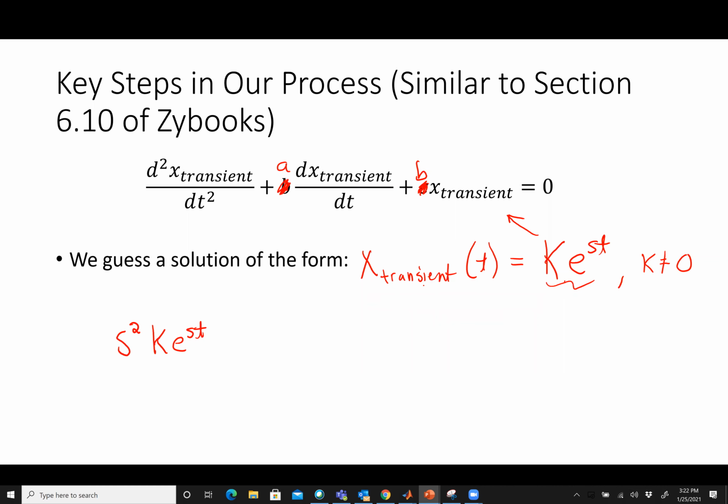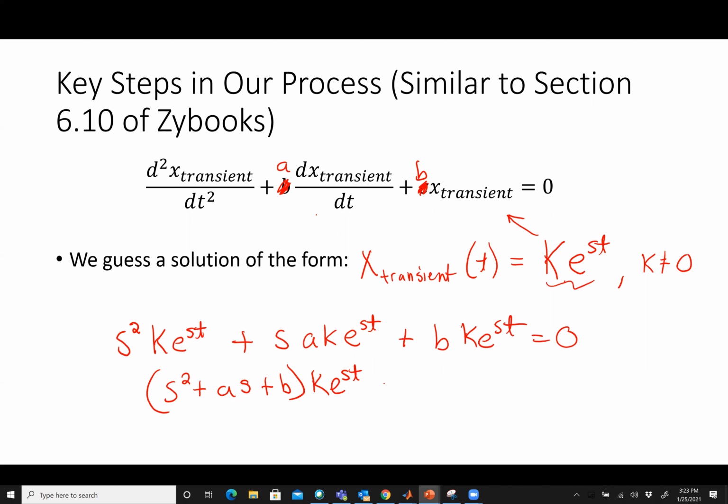If you didn't see it in differential equations, you'll still see it in 2254. What happens to the middle term? If I take just s, I'll have s times a times k times e to the st, plus for the last term, I just have k e to the st, and that's all equal to 0. Looking at everything on the left side, I've got some common terms. What's common? Yeah, there's a k e to the st. So I have s squared plus a s plus b, times k e to the st, and that's all equal to 0.